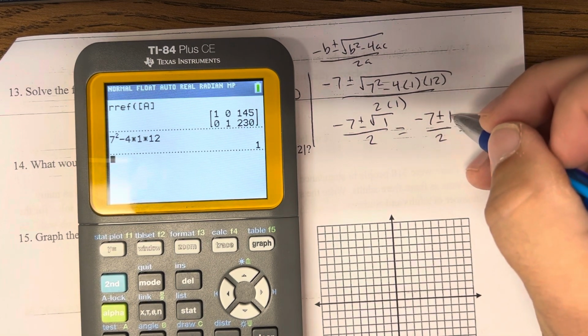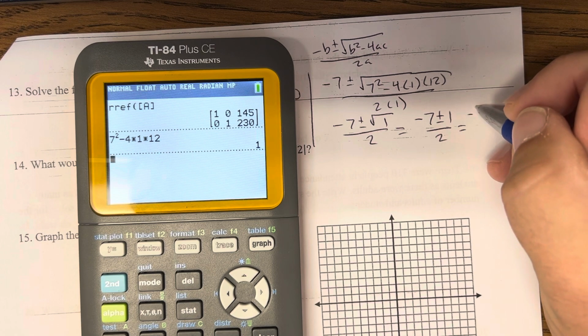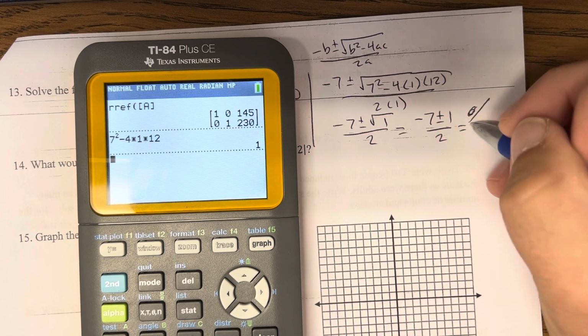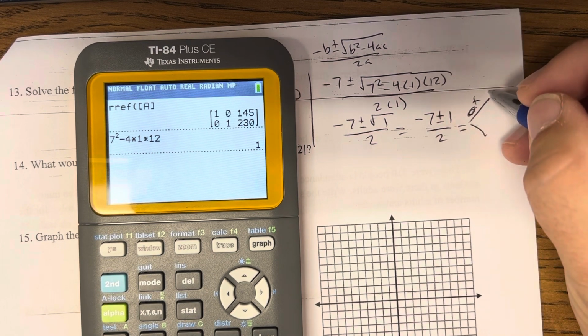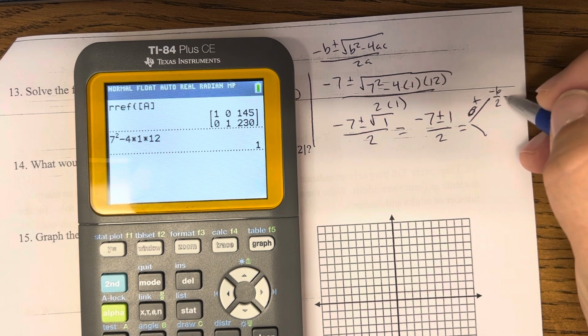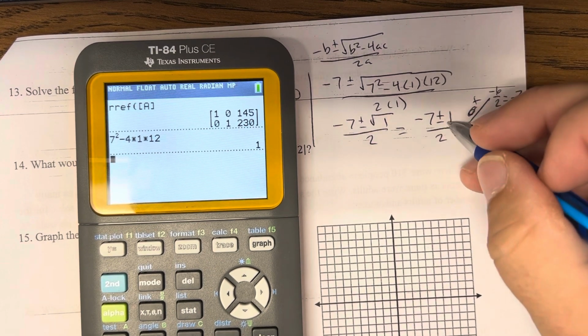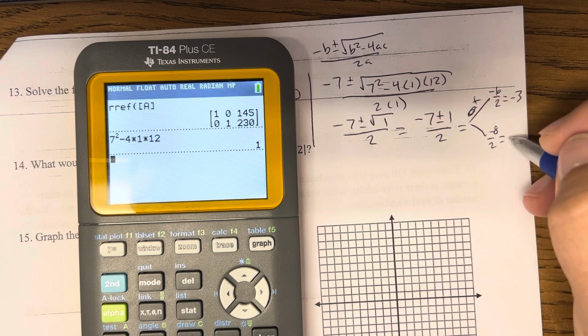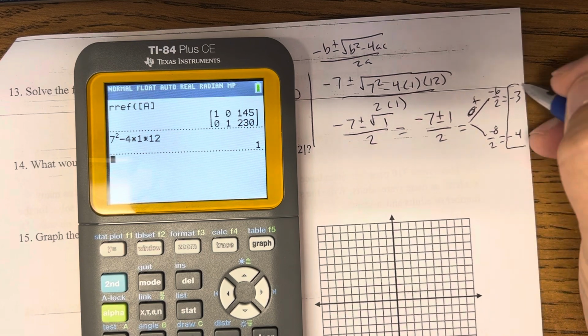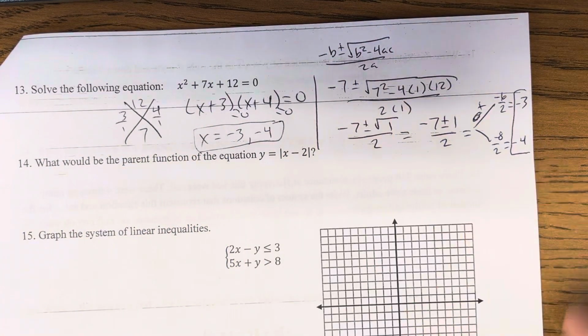And so I'll go ahead and branch it. So negative 7 plus 1 is negative 6 over 2 is negative 3. Negative 7 minus 1 is negative 8, divided by 2 is negative 4. So either way, we get negative 3 and negative 4.